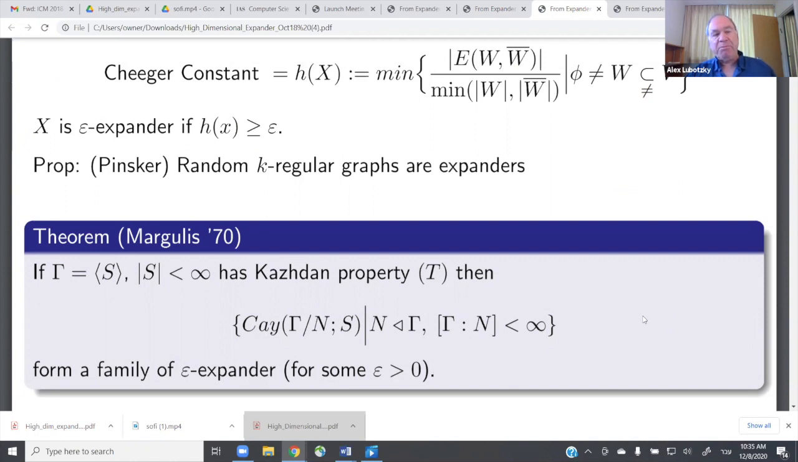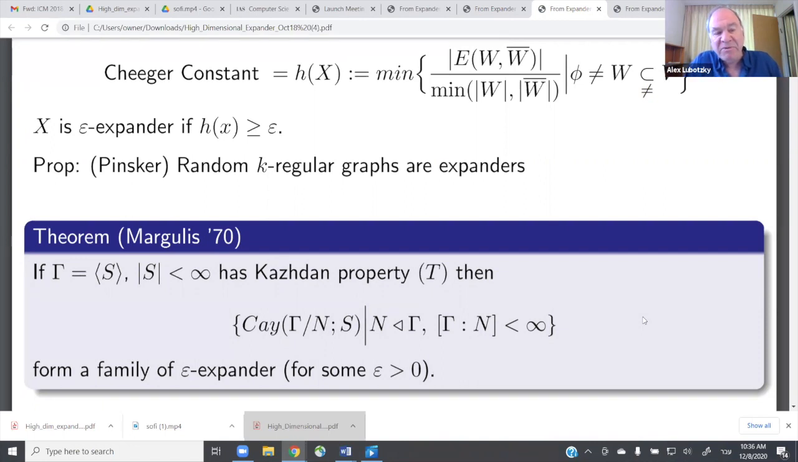But Pinsker proved that random k-regular graphs are expanders, and Margulis was the first to give an explicit construction, and for that he used Kazhdan property T. I don't want to explain what Kazhdan property T is, even though it is a wonderful thing to know, but this would take us out of our main story today. I just want to say that Kazhdan property T is something from representation theory. So Margulis suddenly put representation theory of discrete groups and semisimple groups into the game for this combinatorial problem.